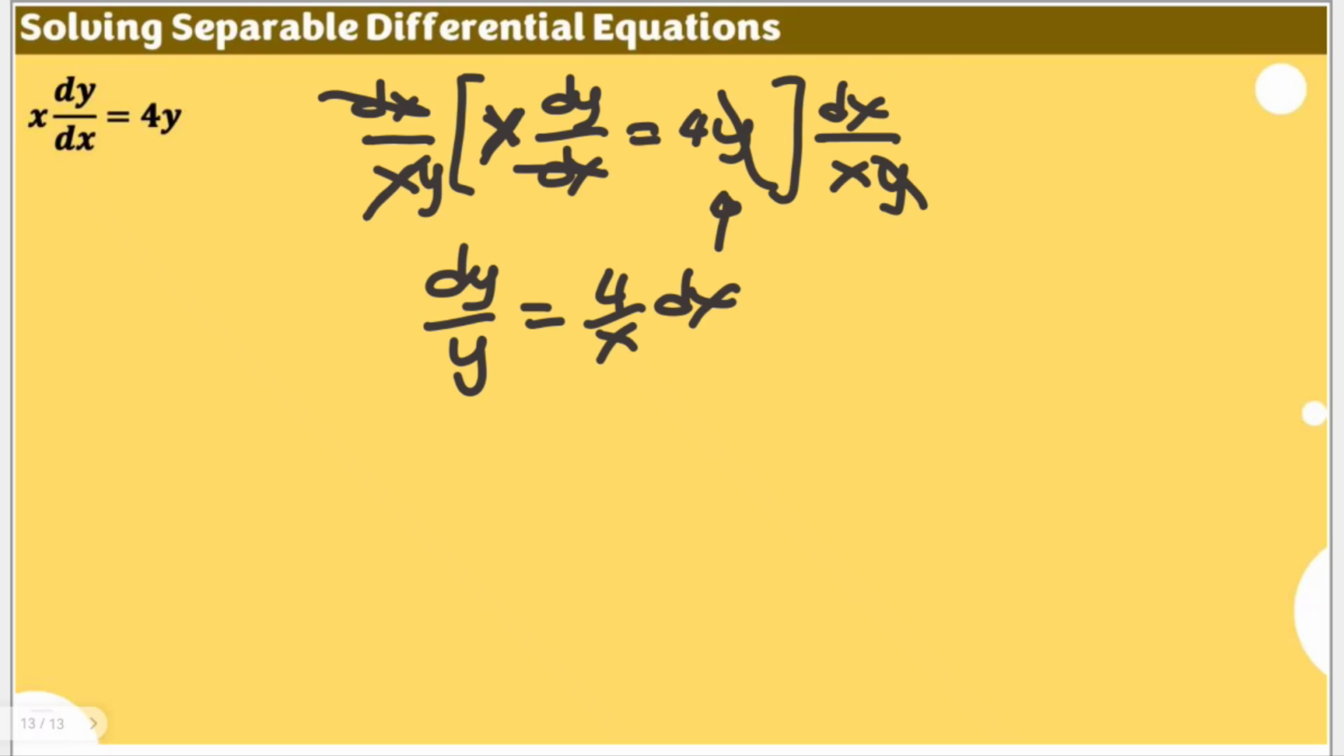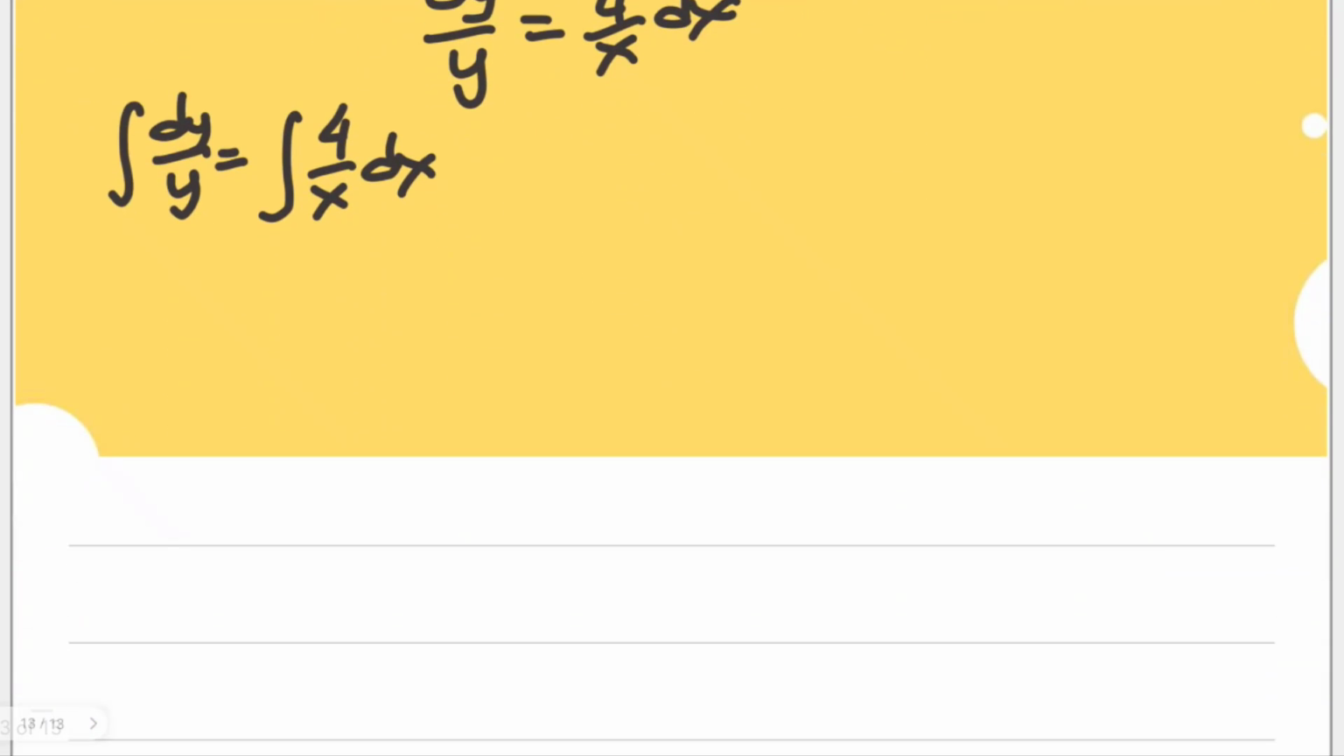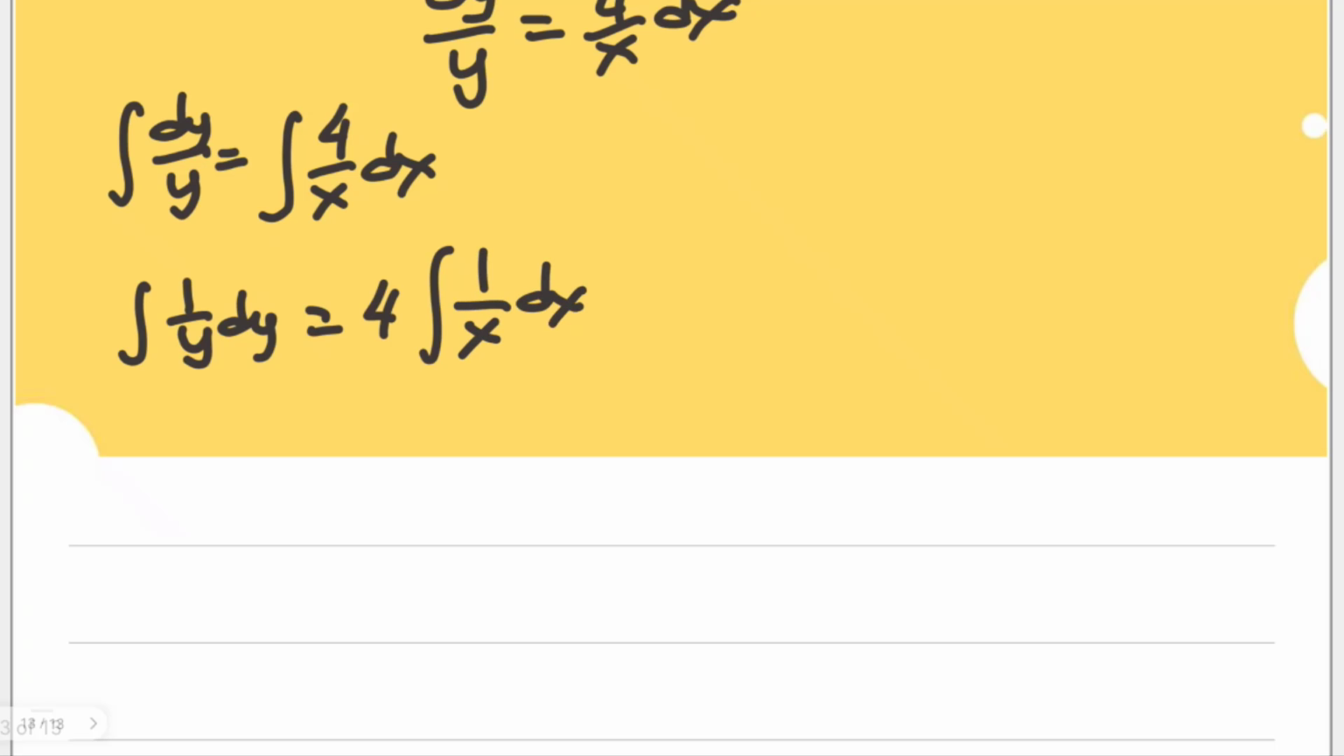To continue with our task, because we would like to solve this equation, let's integrate both sides. So you'll have here the integral of dy over y is equal to the integral of 4 over x dx. We can rewrite it in this manner. The integral of 1 over y dy is equal to, moving out the constant, 4 times the integral of 1 over x dx. The integral of an expression where the numerator is 1 and you have a variable in the denominator is just equal to the natural logarithm of the absolute value of that variable. So that would mean on the other side, that's 4 times the natural logarithm of the absolute value of x.